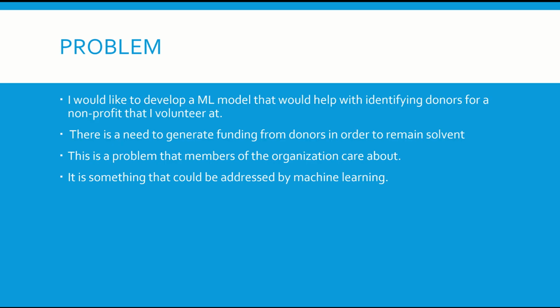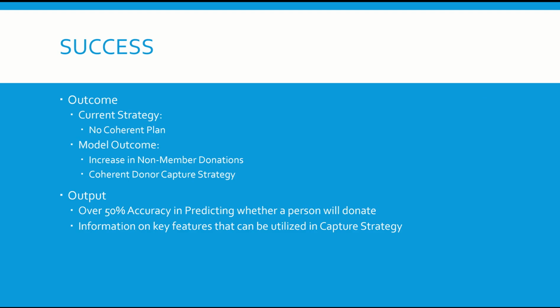The problem that I would like to solve is, I'm a member of a nonprofit where I volunteer, and I'd like to develop a machine learning model to help identify donors. There's definitely a need to generate funding from donors in order to remain solvent. This is a problem that members of the organization and the broader community care about, and it's something that could be addressed by machine learning. It might take a couple iterations for it to be a really great solution, but I think there could be massive improvement even in an initial model that we could put together.